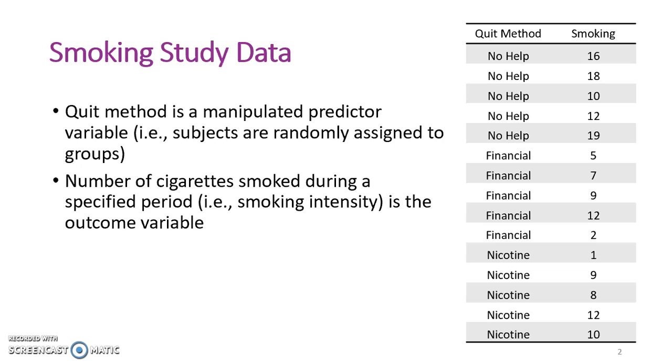So the three groups are either quitting cold turkey with no help at all, financial incentive for quitting, or a nicotine replacement therapy. And the outcome, as we've used in the prior examples, is going to be the number of cigarettes smoked during a specified period. So we call that smoking intensity.